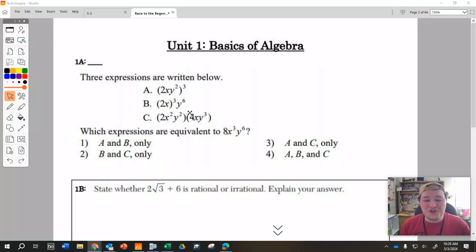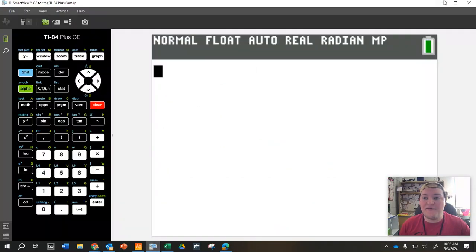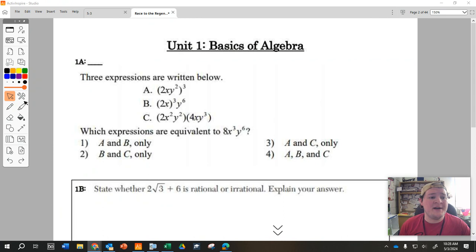All right, so for question 1A, have your calculator ready. You might need it, you might not, but it's better to have it ready in case you do. So question 1A, three expressions are written below. A, B, C. Which expressions are equivalent to 8x to the third, y to the sixth?